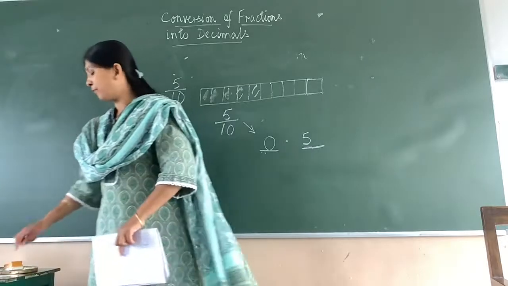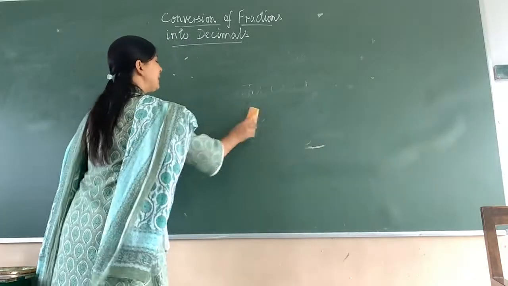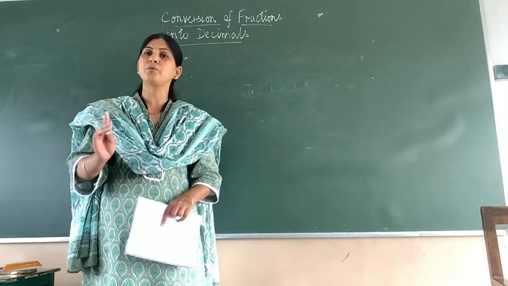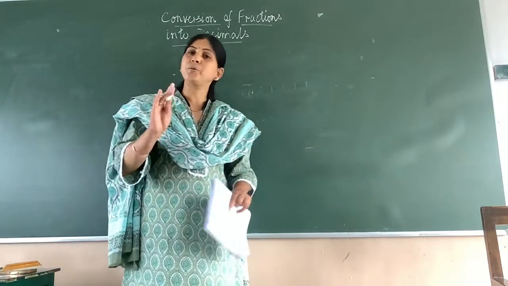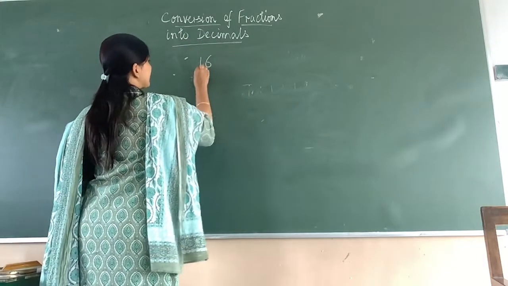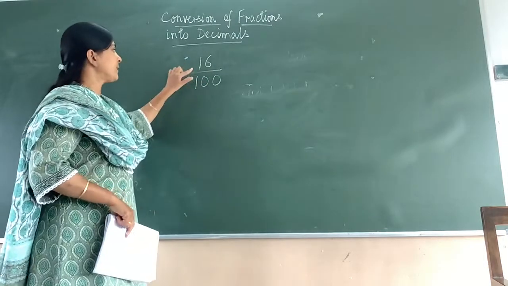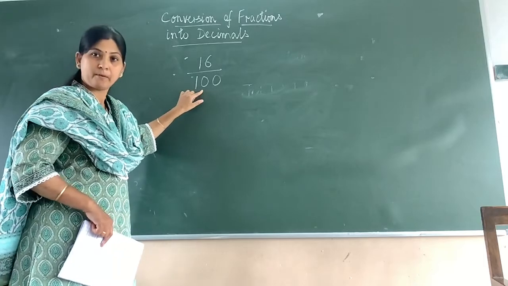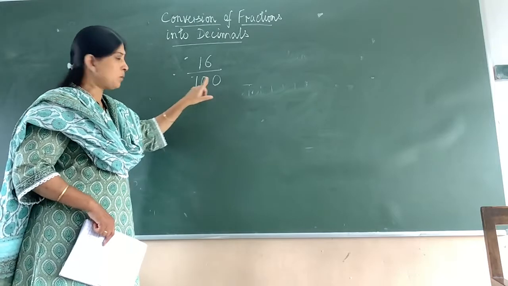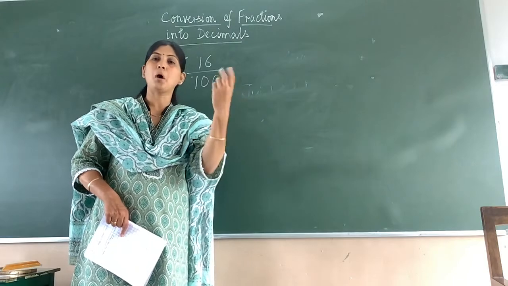Now let us take another fraction and see. We will take only decimal fractions. We can convert only decimal fractions into decimal numbers through this method. Let us take 16/100. Again it is a decimal fraction. There are 2 zeros in the denominator. 1 is followed by 2 zeros. So that means after the decimal point, how many digits will be there?